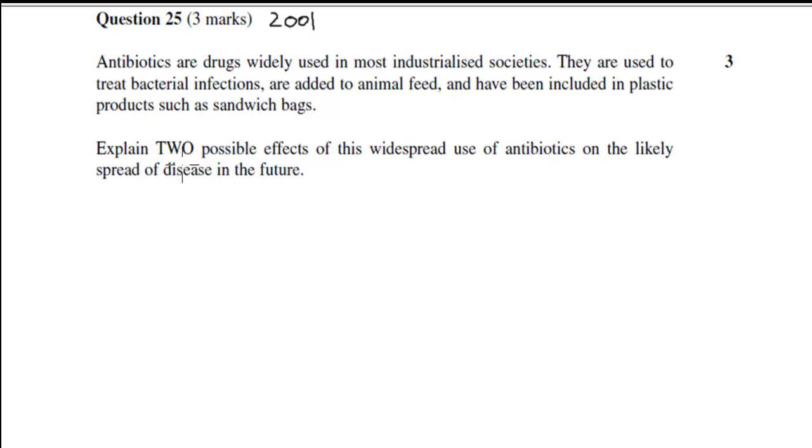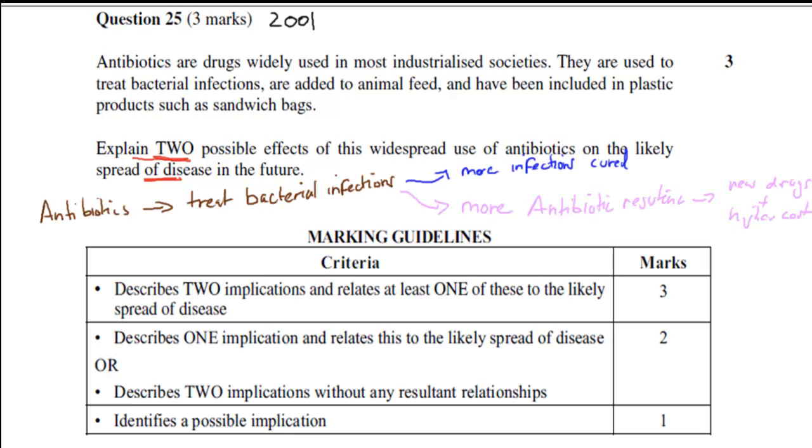Welcome back. Alright, so we have to explain 2 possible effects of this widespread use of antibiotics on the likelihood of spread of the disease in the future. The marking guideline says to get your 3 marks, you have to describe 2 implications and relate at least one of these to the likely spread of disease. So what are the 2 implications of using antibiotics a lot?